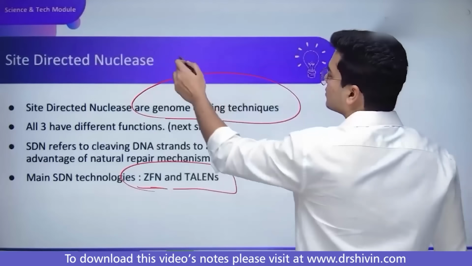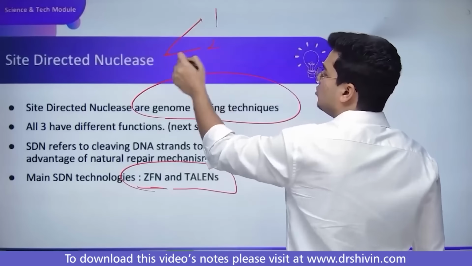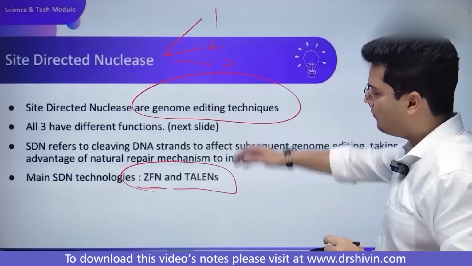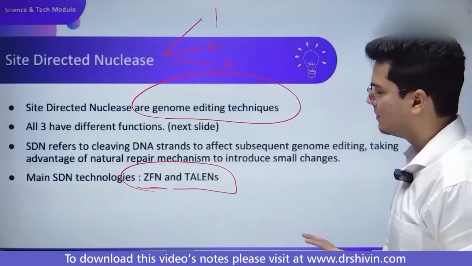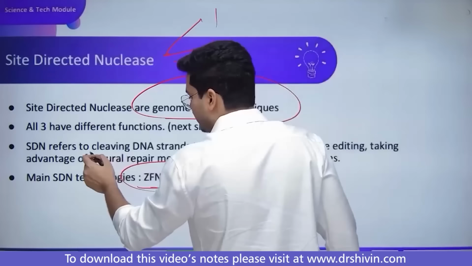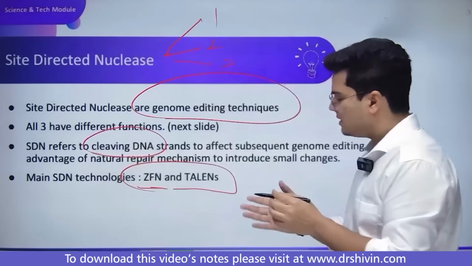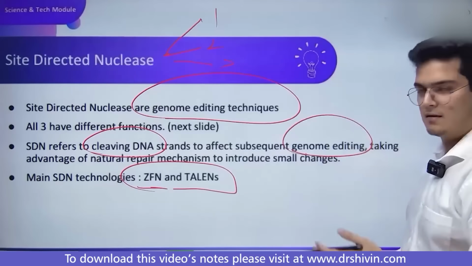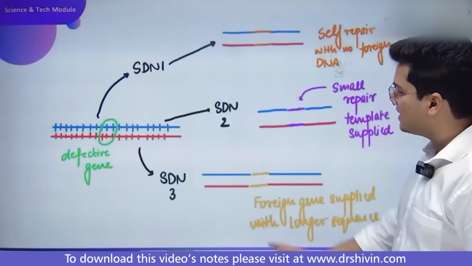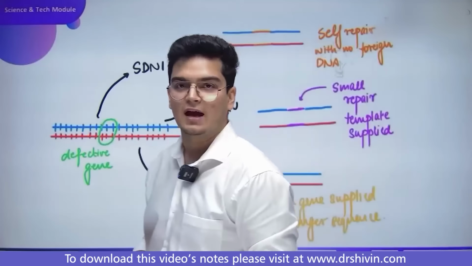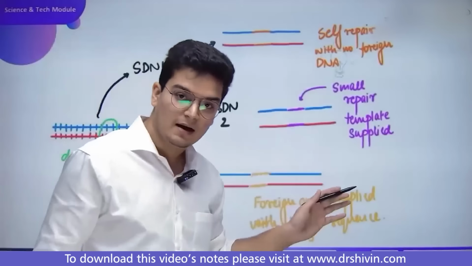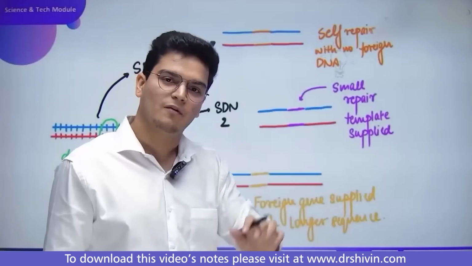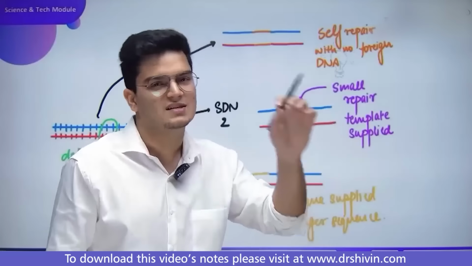There are three types of site directed nucleases: 1, 2 and 3. Now we'll see the functions of all these three. Site directed nuclease refers to cleaving the DNA, cutting the DNA strands, and then subsequent genome editing can be done. So they are basically of three types. How has this technology been made? It has been made with the help of the same technology, zinc finger nucleases and TALENs.